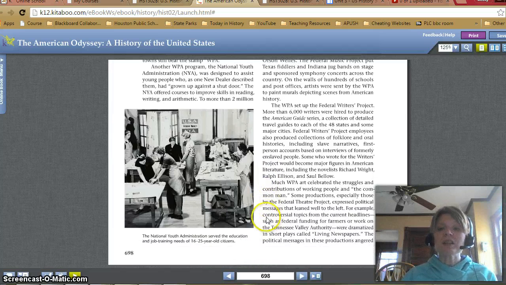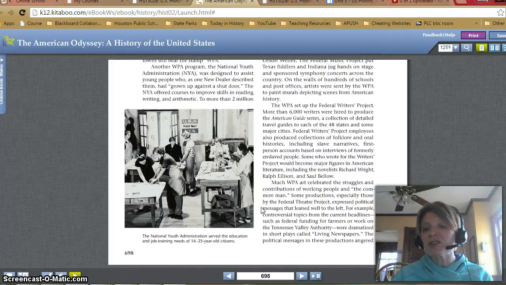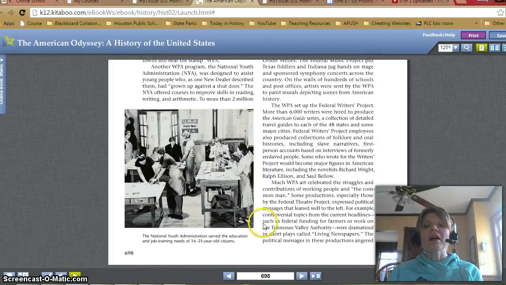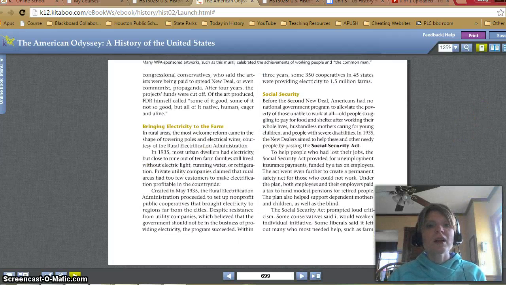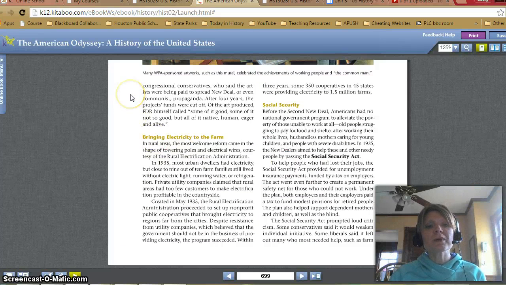Much WPA art celebrated the struggles and contributions of working people and the common man. Some productions, especially those by the Federal Theater Project, expressed political messages that leaned well to the left. For example, controversial topics from the current headlines, such as federal funding for farmers or work in the Tennessee Valley Authority, were dramatized in short plays called living newspapers. The political messages in these productions angered congressional conservatives who said that artists were being paid to spread New Deal or even communist propaganda.